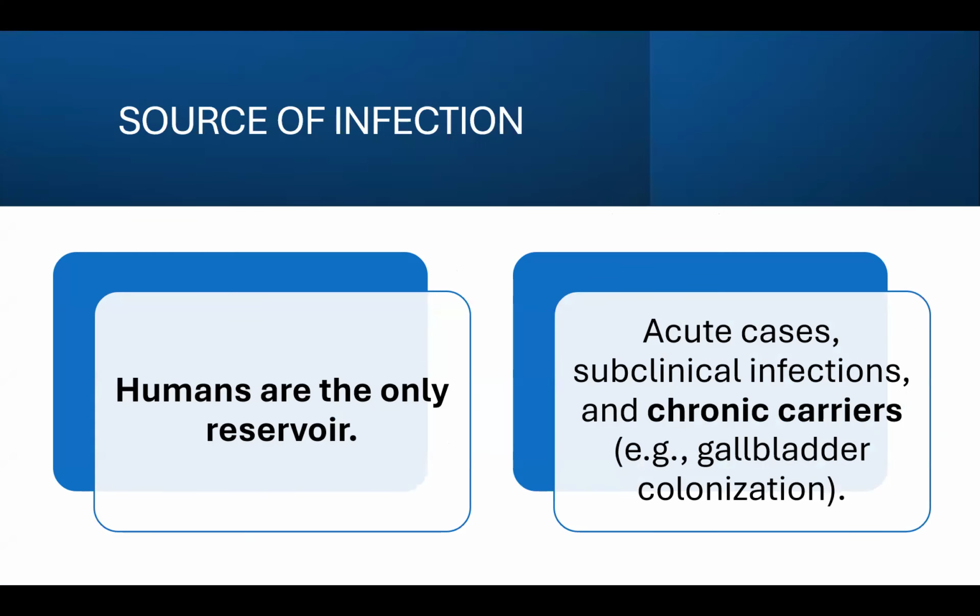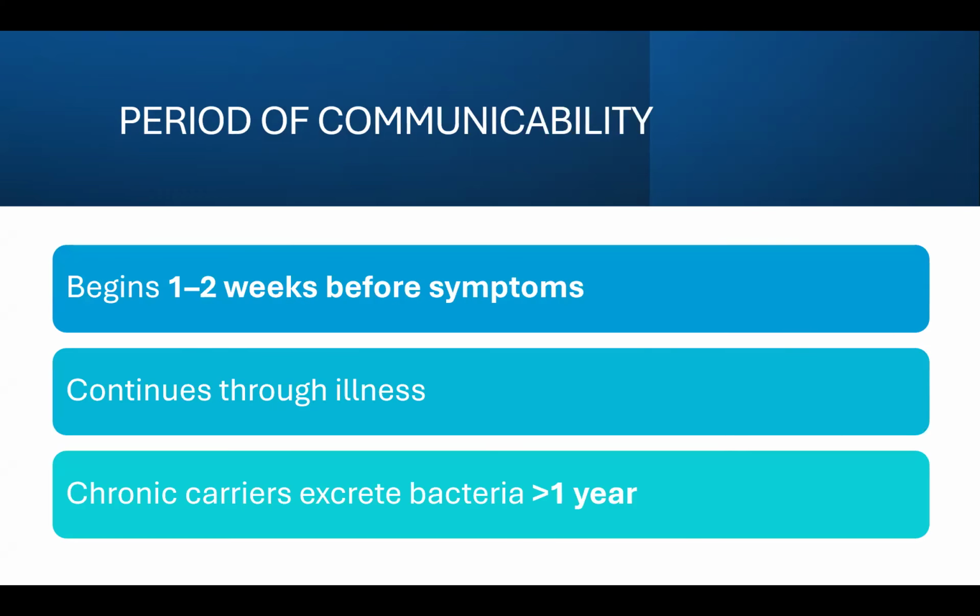So, source of infection: humans are the only reservoir. Acute cases, subclinical infection, and chronic carriers are the main sources. For example, chronic carriers are the ones with gallbladder colonization. I will explain all these terms later. The period of communicability begins 1 to 2 weeks before symptoms. It continues throughout illness, and chronic carriers can excrete bacteria for up to 1 or even more years following infection.